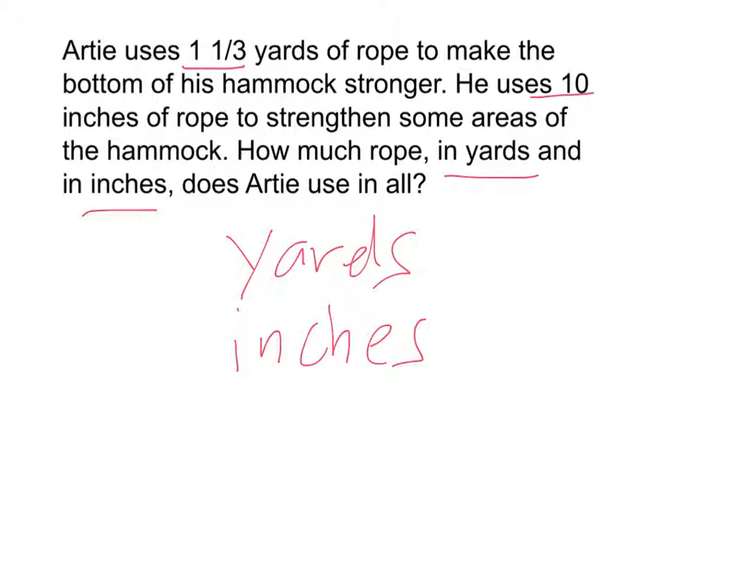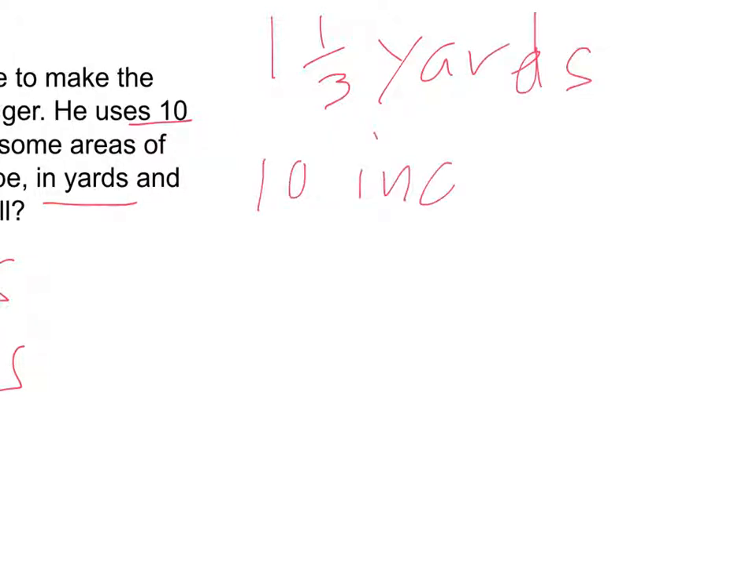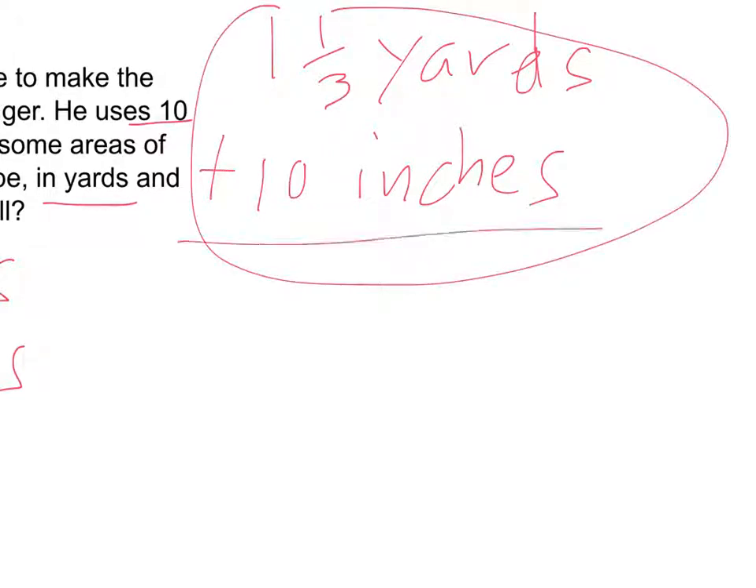He has 1 1/3 yards of rope to make the bottom of his hammock stronger. He uses 10 inches of rope to strengthen some areas of the hammock. Let's come over here and start talking about what we have. We have 1 1/3 yards, and then we have 10 inches. So those are our units here, inches and yards, and it wants to know how many he has in all. So we're basically adding these together, but we want to add them both in yards and in inches, because it wants two answers here.